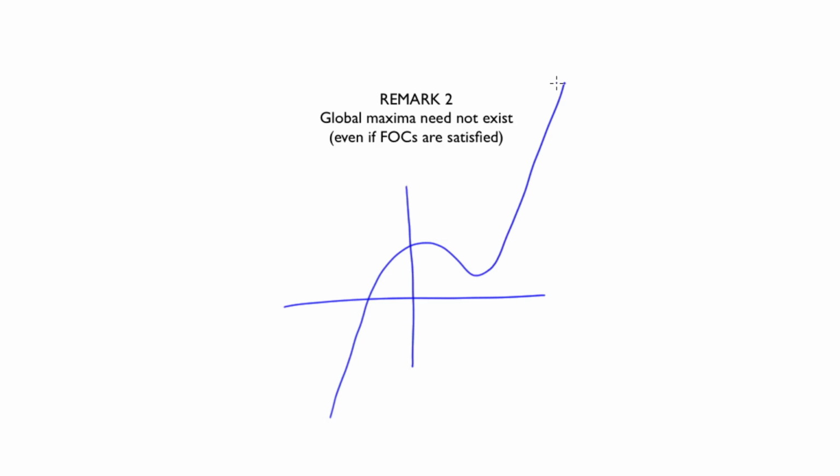Remark number 2. Global maxima need not exist. In particular, there may not be a global maximum even if the first order conditions are satisfied at some point. The following example illustrates simply how this may happen. So consider a function that looks like this. In this particular example, this point x star is clearly a local optimum, but since the function keeps increasing ad infinitum over there, it cannot be a global optimum.